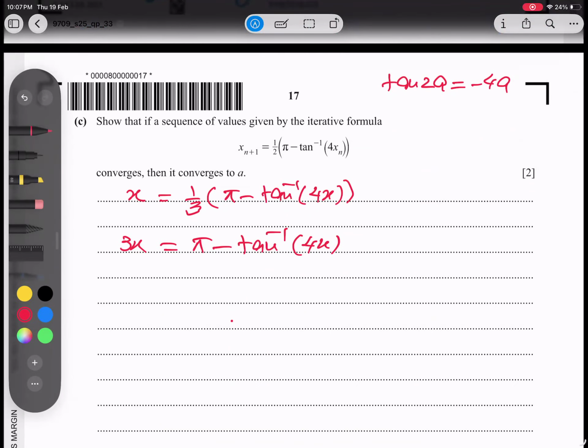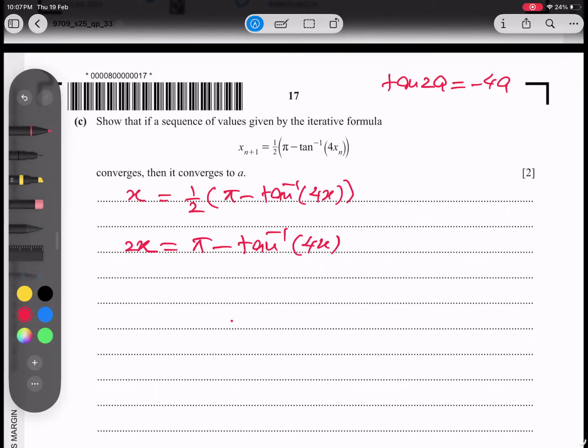I will bring tan inverse on this side. Okay, tan inverse on the left hand. Let me check. There's a 2, sorry, not 3. There's a 2, sorry to say. 2, 2x. Okay, and let me check once again. Half pi minus tan inverse 4x.